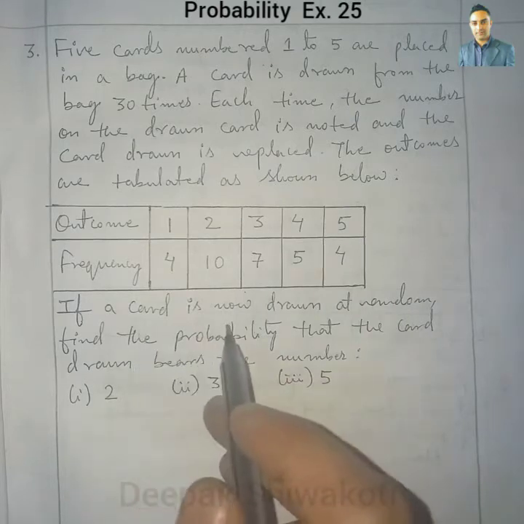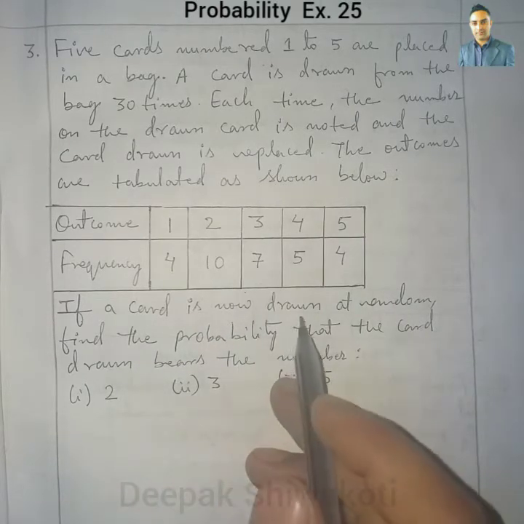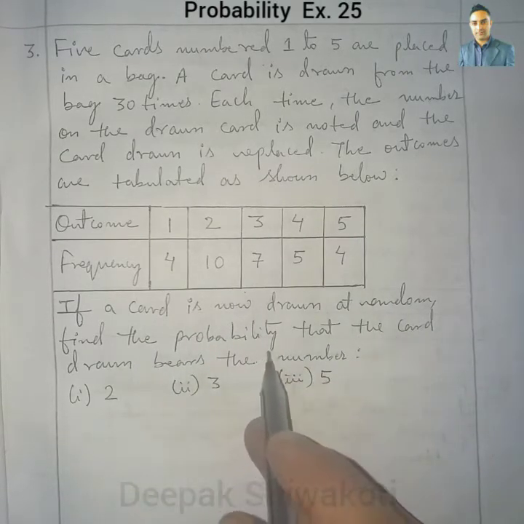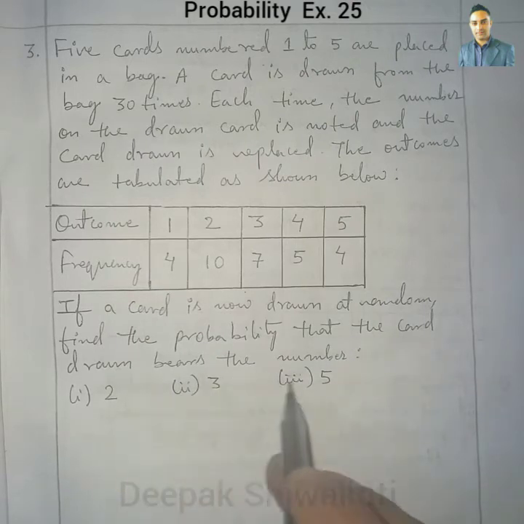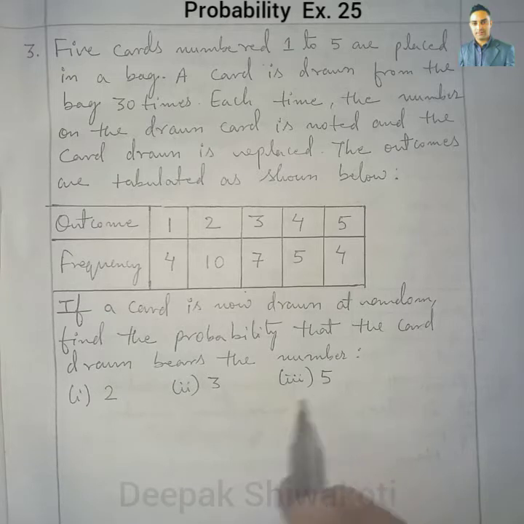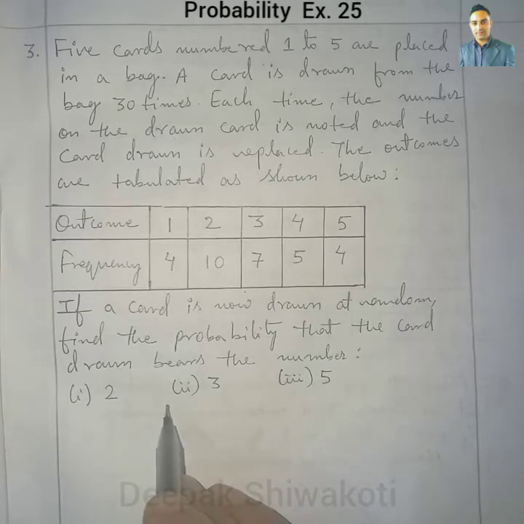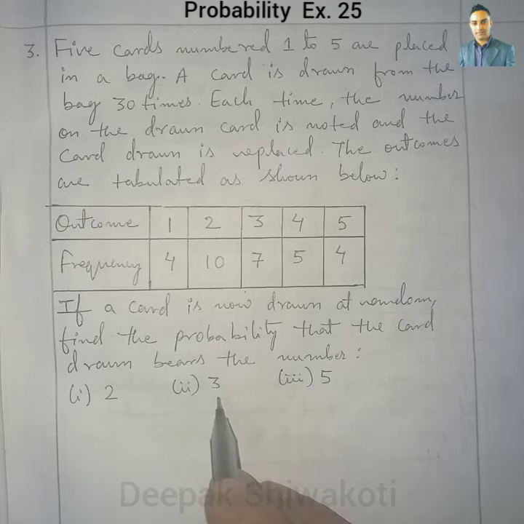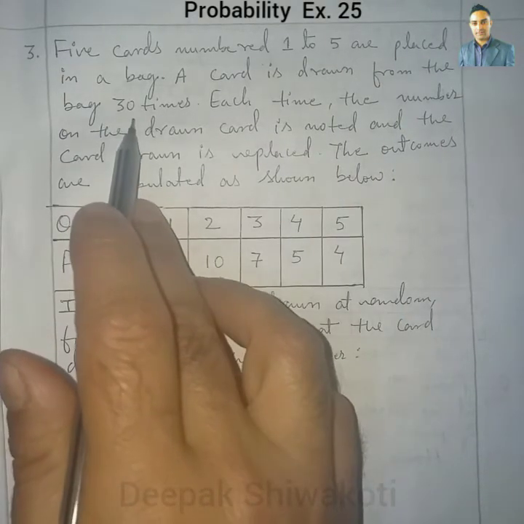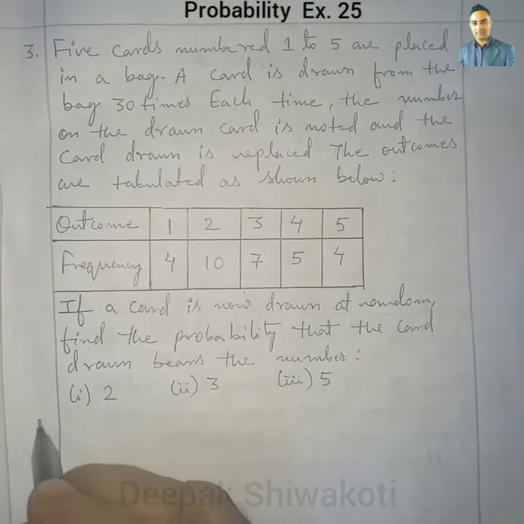If a card is now drawn at random, find the probability that the card drawn bears the number 2, 3, and 5. So we have to find the probability of getting 2 and probability of getting 3 and probability of getting 5. So total number of trials is equal to 30 here. So that we will write here.